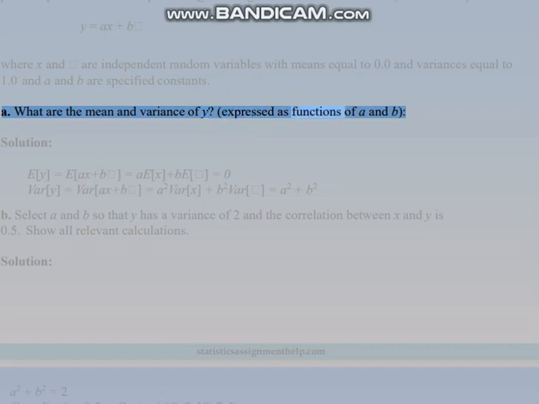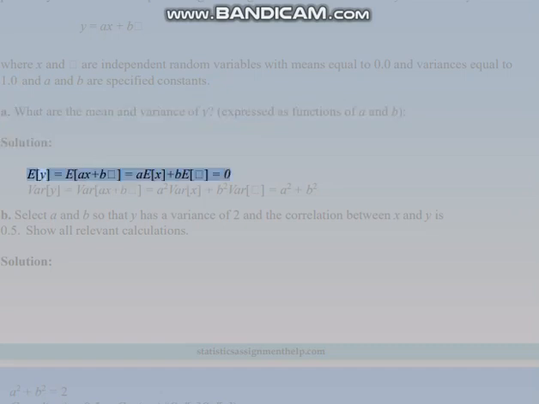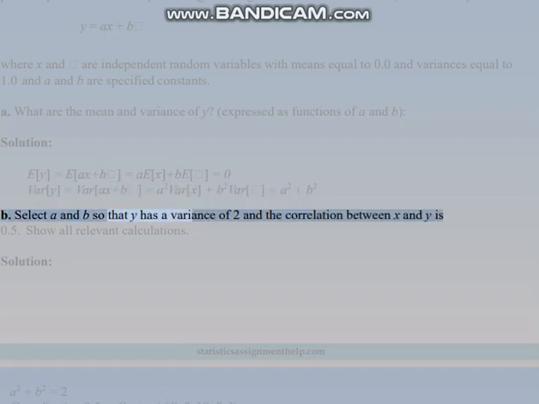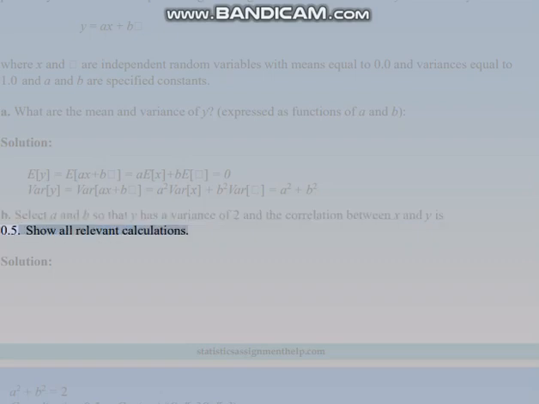Expressed as functions of a and b. Solution: the mean of y equals the mean of ax plus bz equals 0. The variance of y equals the variance of ax plus bz equals a squared var x plus b squared var z equals a squared plus b squared. B. Select a and b so that y has a variance of 2 and the correlation between x and y is 0.5. Show all relevant calculations.